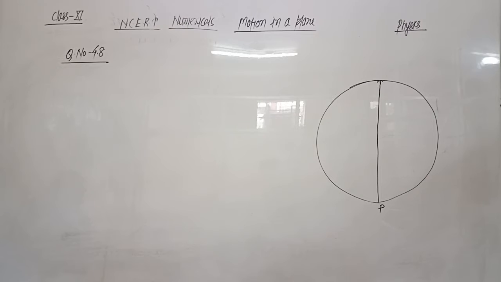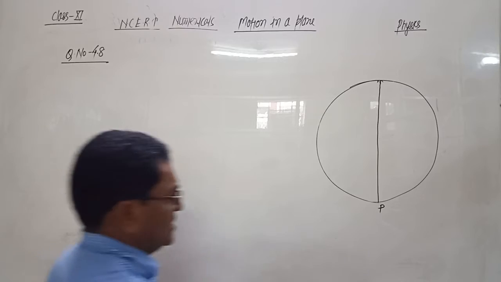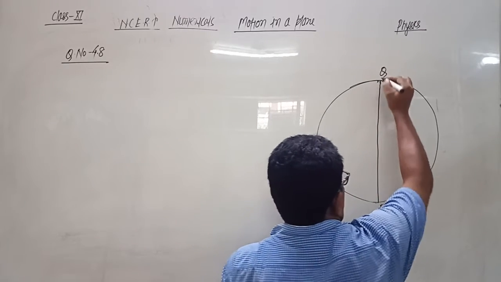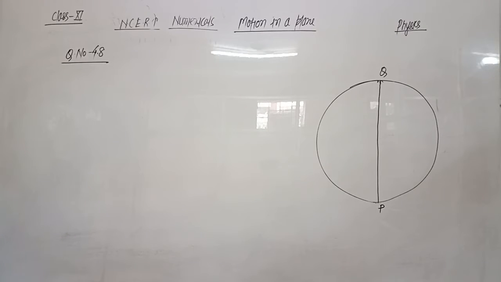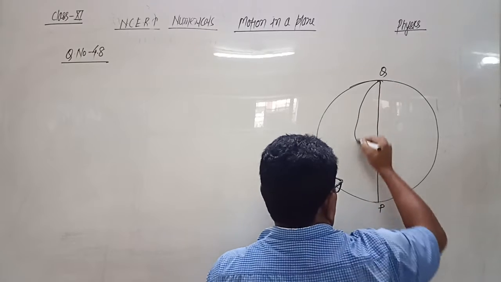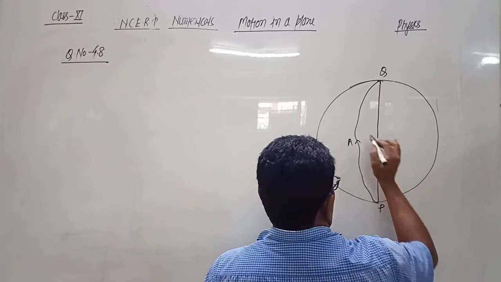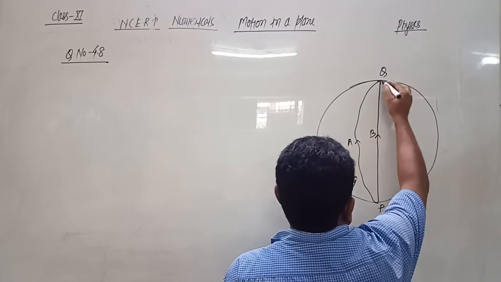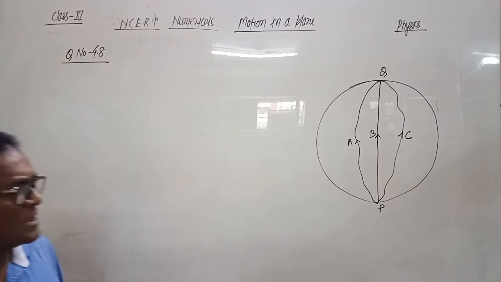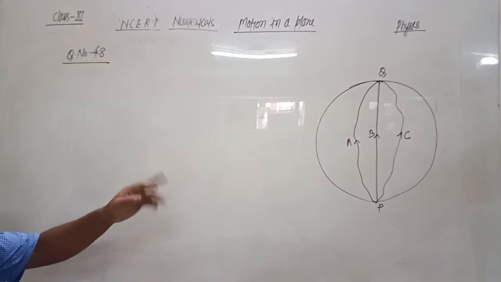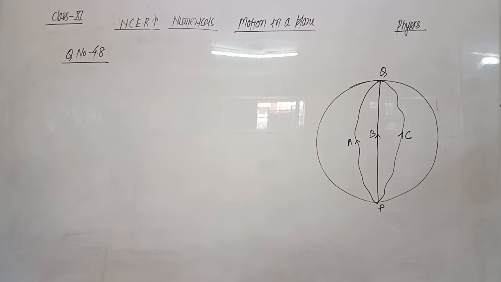They started from point P on the edge of the ground and reached a point Q diametrically opposite to P, following different paths as shown in the figure. This is the path covered by A, this is the path covered by B, and this is the path covered by C. So three gulls followed the paths in going from P to Q: path A, path B, and path C.